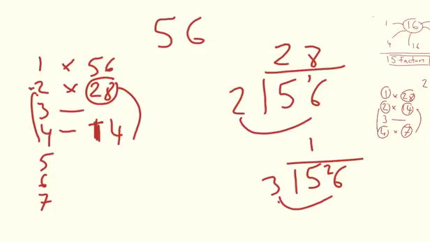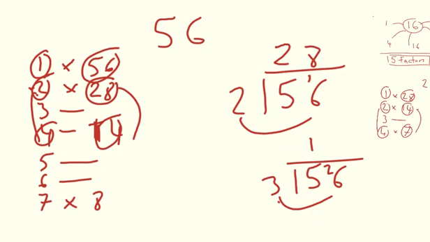5 doesn't go in. 6 doesn't go in. 7 does, it goes in 8 times. Apart from that, 9 doesn't go in and 10 doesn't go in. So you've covered mostly all of them. So 1, 56, 2, 28, 4, 14, 7, 8.